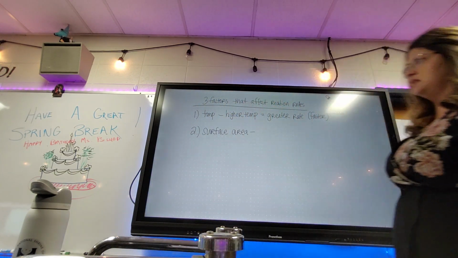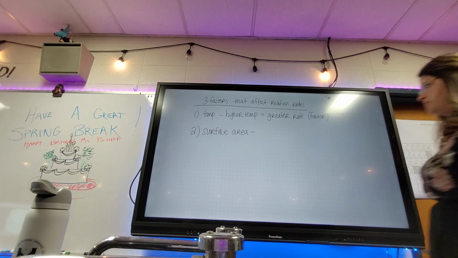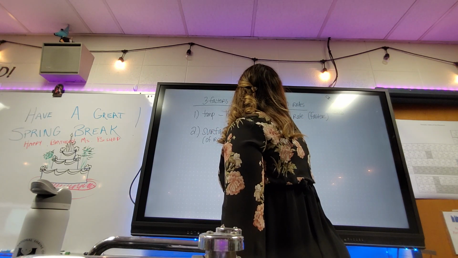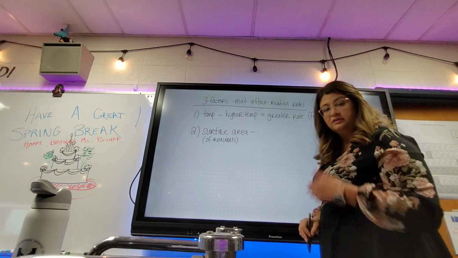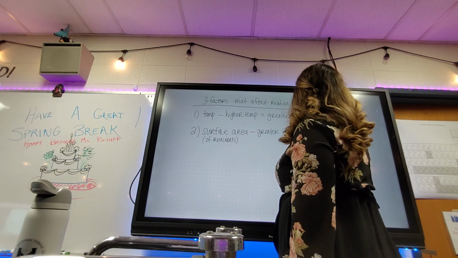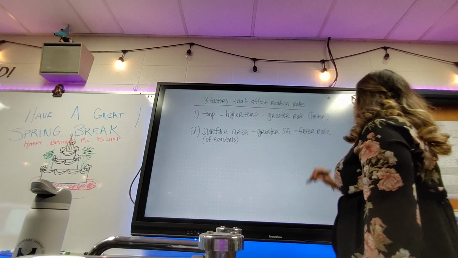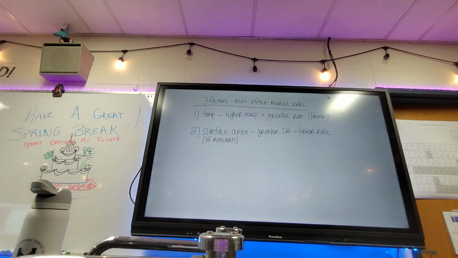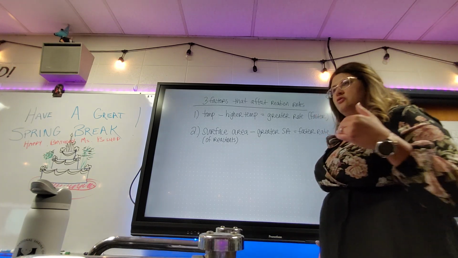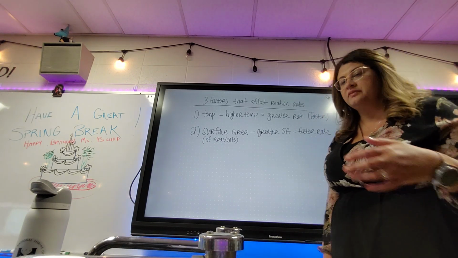The second thing that affects how fast or slow a reaction takes place is the surface area of the reactants. I'm going to write that on here. The greater the surface area, the faster the reaction. And the reason for that is simple. When you have an increased surface area, you are going to have more spaces available for collisions to take place.